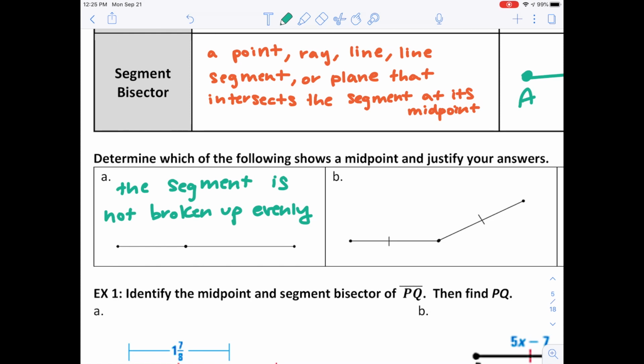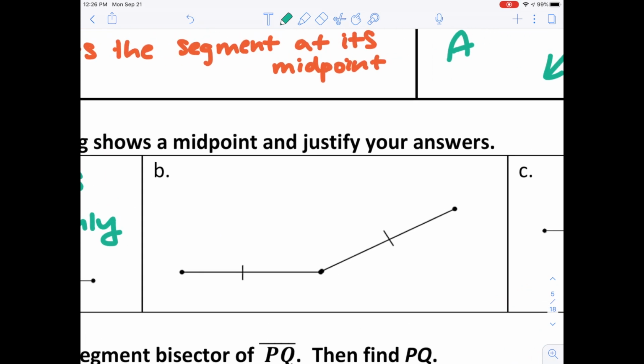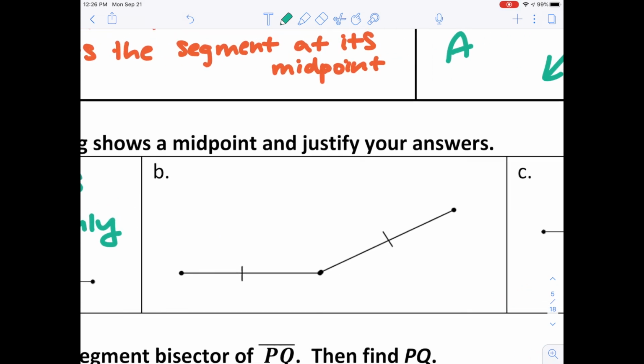On B, you notice that these two line segments are the same length. However, they are not on the same line segment total. So for me to have a midpoint, this would have to be a line segment that was all one, like all one line segment broken into two even parts. Instead, I have two evenly lengthed, is that a word, line segments, but it does not bisect a larger line segment. They just happen to be connected at that point. So these are actually two completely separate segments.